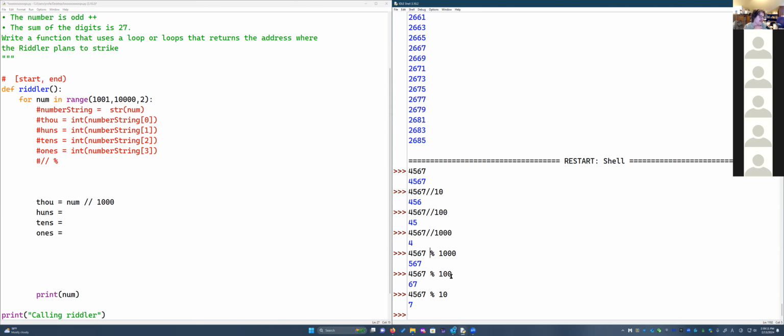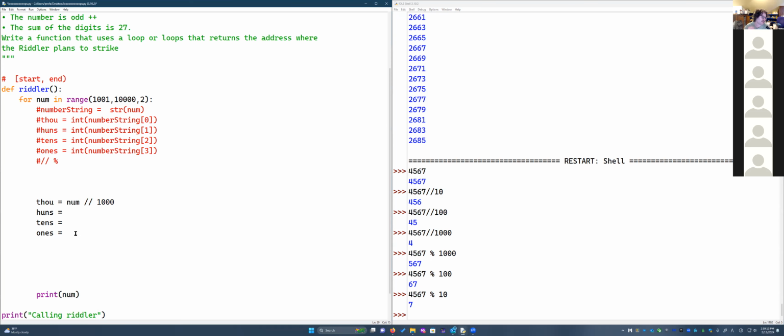So does anybody want to give me what goes here for the ones place? You can either speak up or drop it into chat. Yes, please, Joshua. "For the ones place, I just did modulo 10." Yep, modulo 10, exactly right. Just modding by 10 will always give you the ones place of anything. All right, those are the easy ones. Now, what about the tens or the hundreds? Anybody want the tens place or the hundreds place?